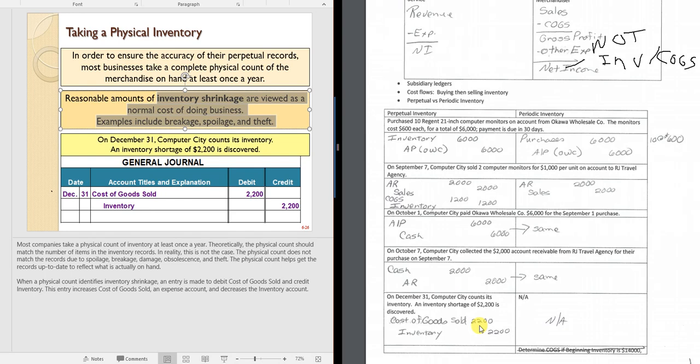We know that sometimes things are stolen, and we take that risk because we want to sell to the public and we don't want to frisk everybody as they go out of the store. So we know there's a normal part of that that's theft. And notice where I put it in. I put it into cost of goods sold.